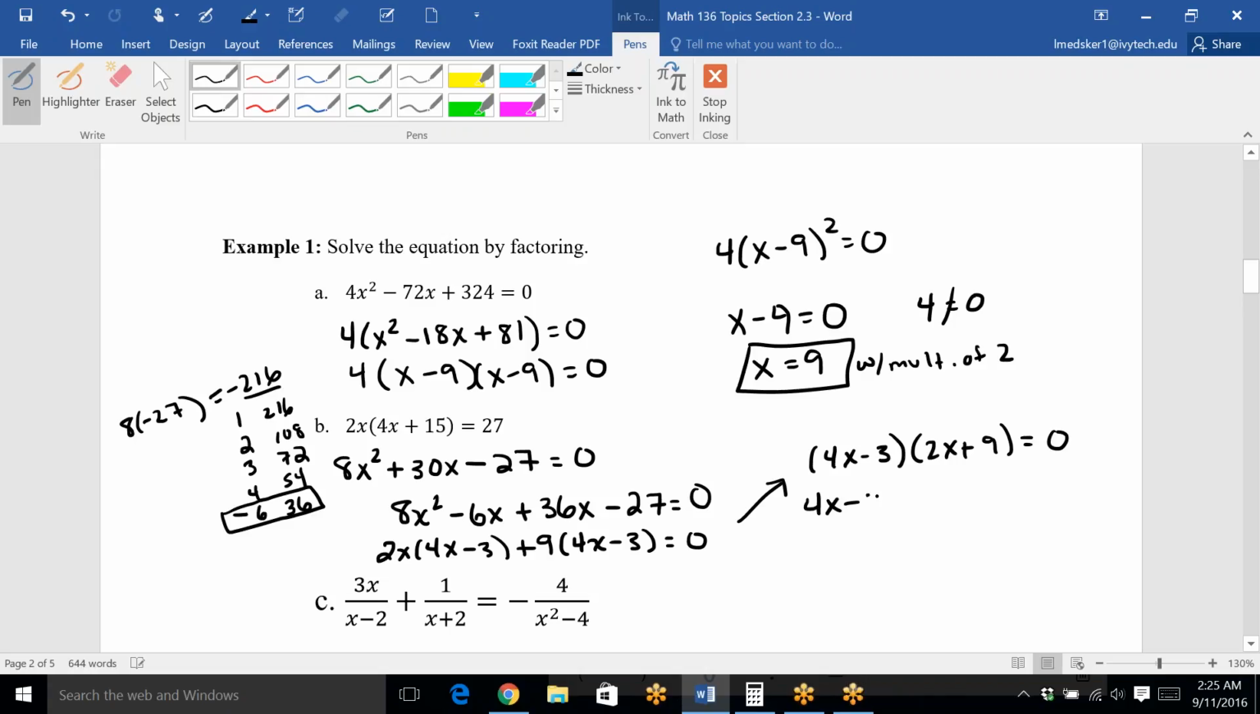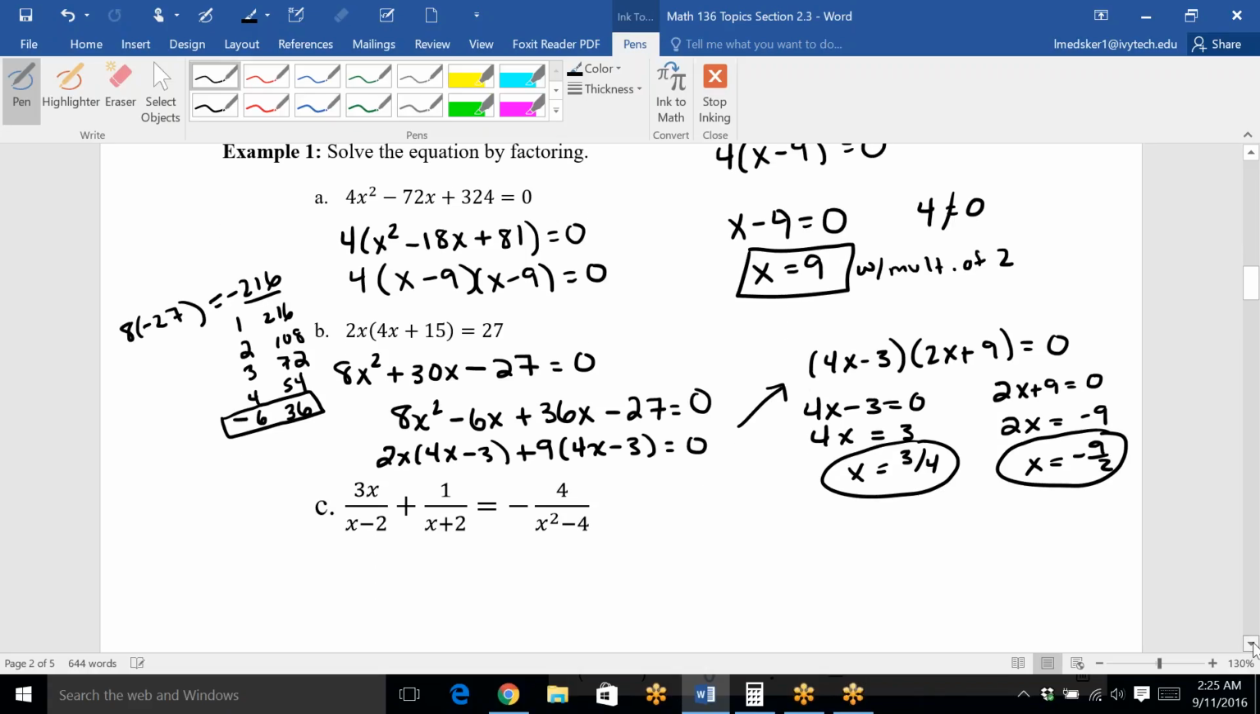We set each part equal to 0 by the zero factor theorem. We solve by adding and subtracting as necessary and dividing. So I get 3/4 is one possible solution and negative 9/2.